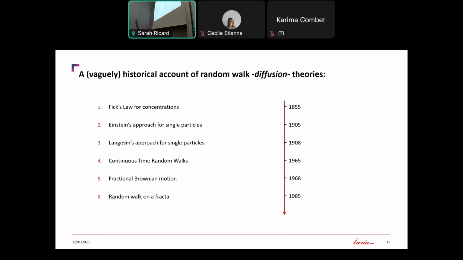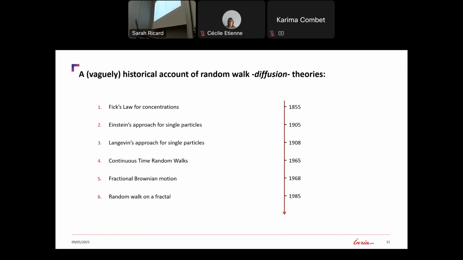I won't say much about Langevin's approach, because he's a French guy, so who cares about French guys? And the major updates have been done in the second half of the 20th century with the continuous time random walk, fractional motion, random walk on a fractal. So we will go over that quickly.